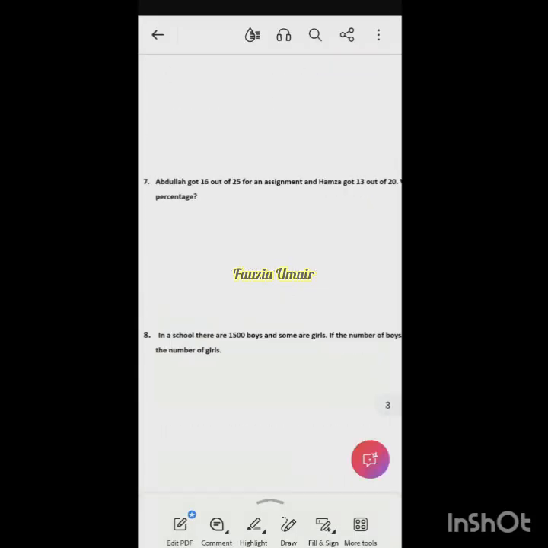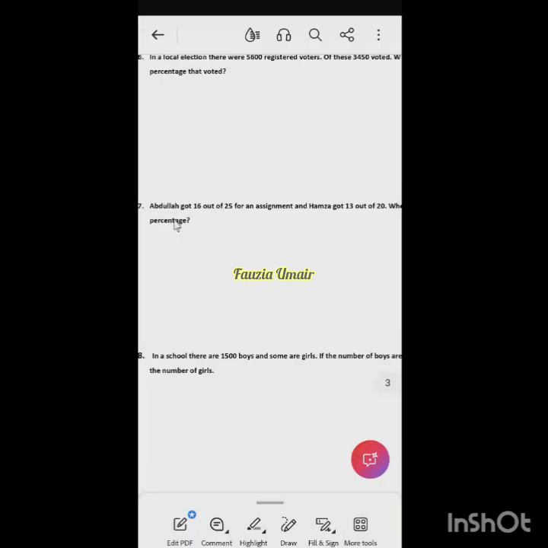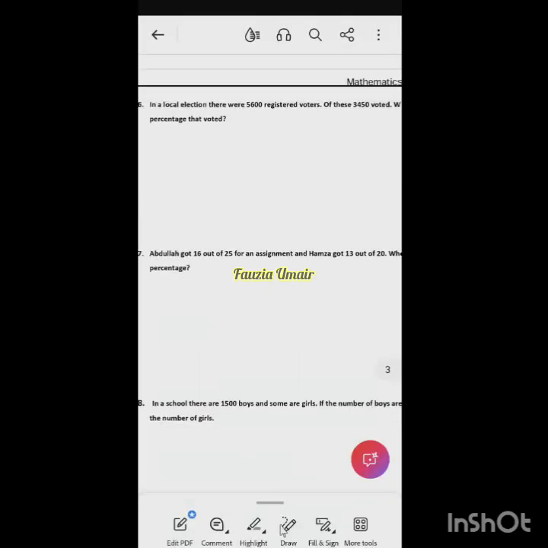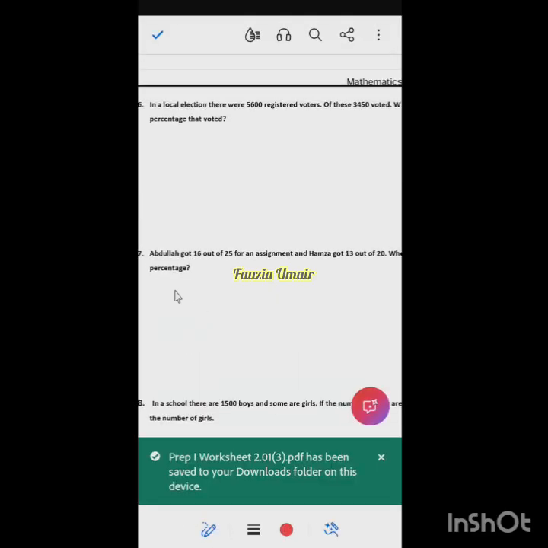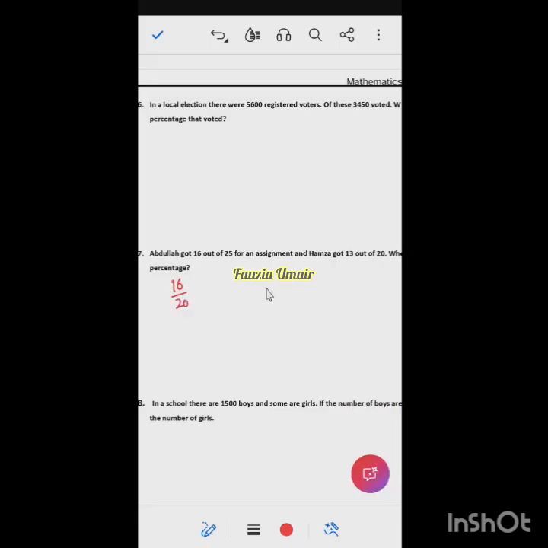All right. So we were saying, Abdullah got 16 out of 20. So I will say 16 out of 20, and this is multiplied by 100. How much did Hamza get? Hamza got 13 out of 20. To convert it into percentage, we will multiply by 100.